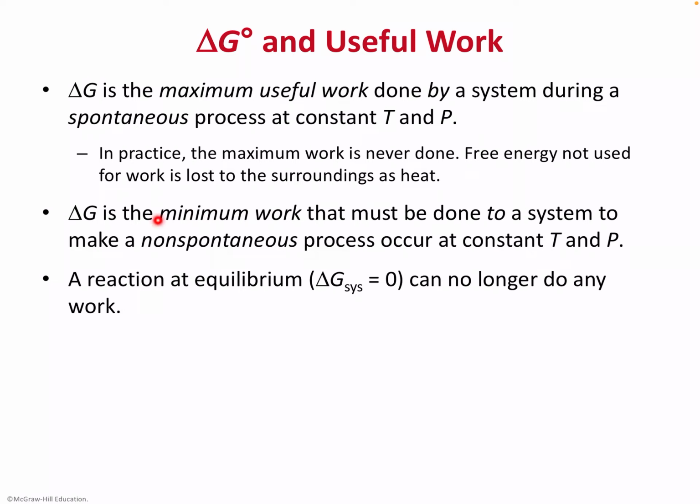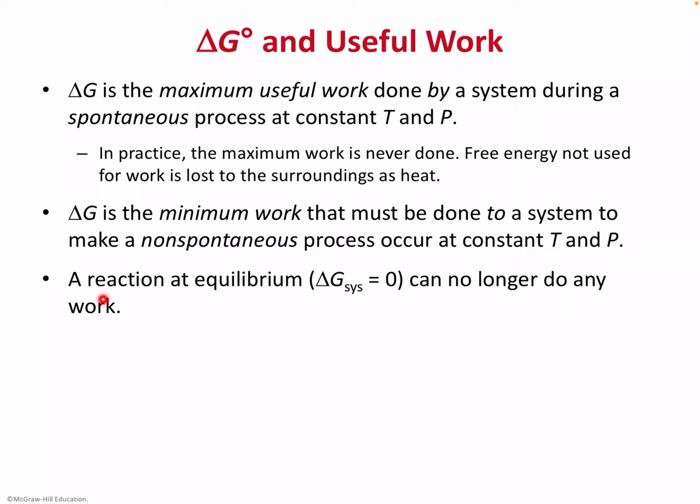Delta G is the minimum work that must be done to a system to make a non-spontaneous process occur at constant temperature and pressure. So if you want a non-spontaneous process to happen at constant temperature and pressure, delta G is the minimum work that must be done.